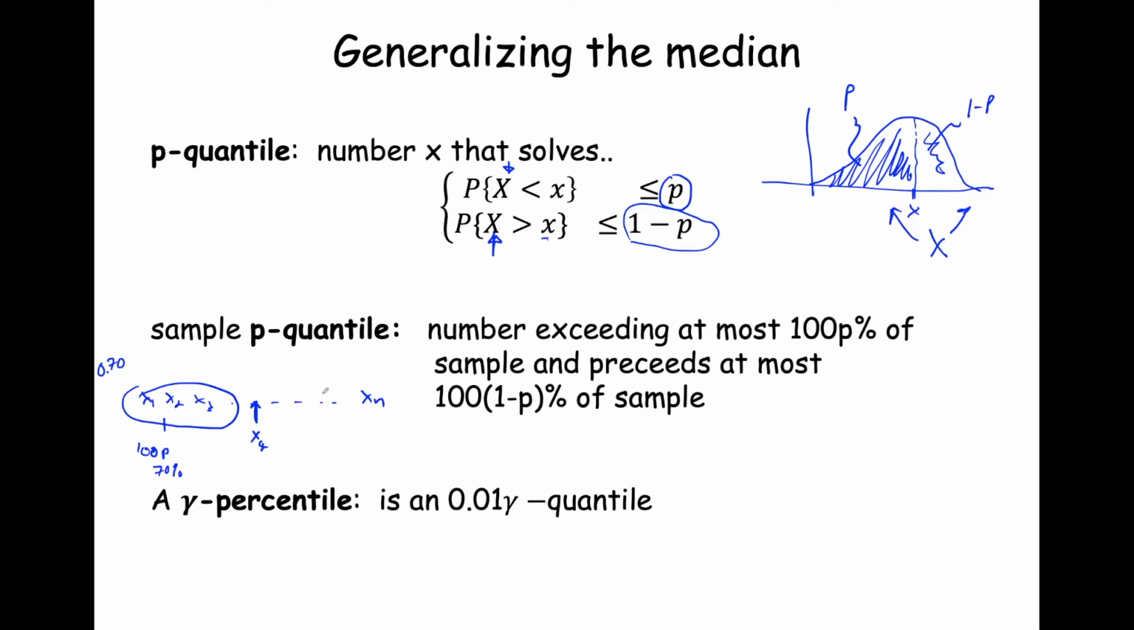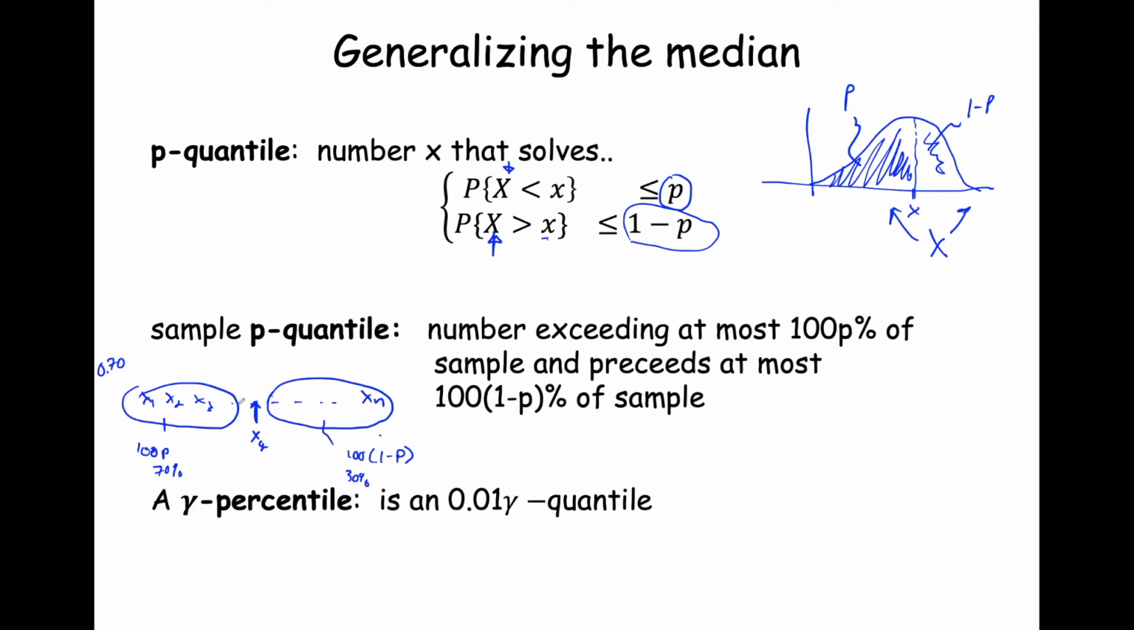Likewise, at the same time, if you look at your sample p quantile, it's going to precede or be smaller than at most 100 times 1 minus p. So if p were 70%, 1 minus p is 0.3. So that would be 30% of the samples are greater than that sample p quantile, and 70% of your samples will be less than, or more than 70% of your samples will be less than that p quantile.